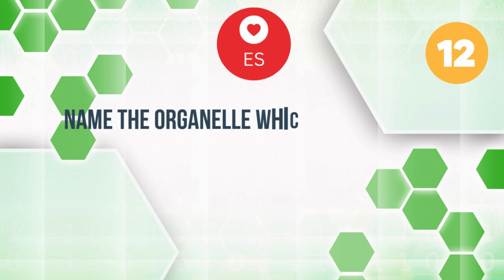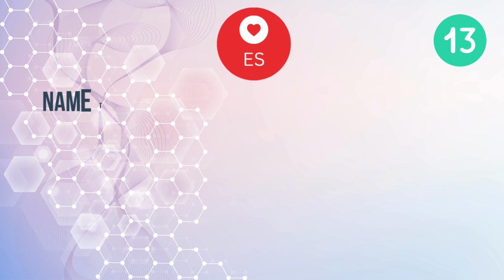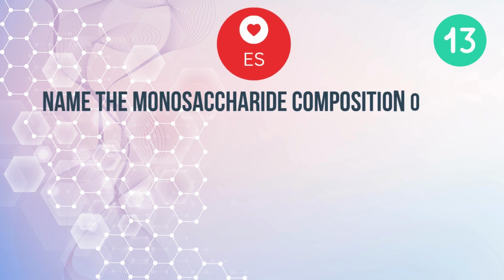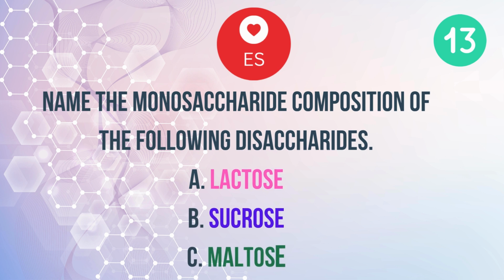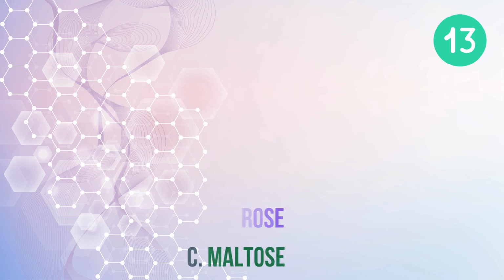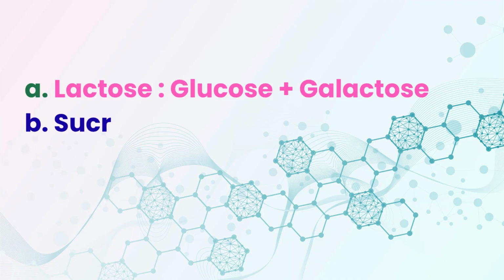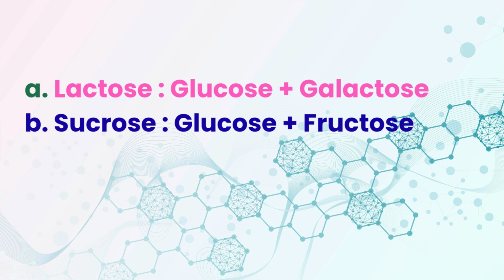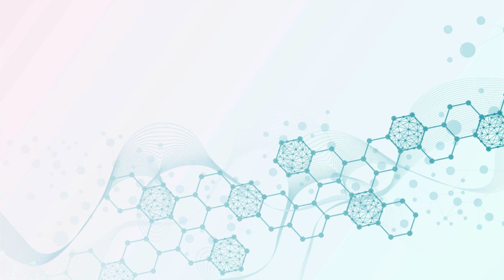Name the organelle which stores starch. Answer: amyloplast. Name the monosaccharide composition of the following disaccharides. A. Lactose. B. Sucrose. C. Maltose. Lactose is made up of glucose and galactose. Sucrose is made up of glucose and fructose. Maltose is made up of two glucose monomers.